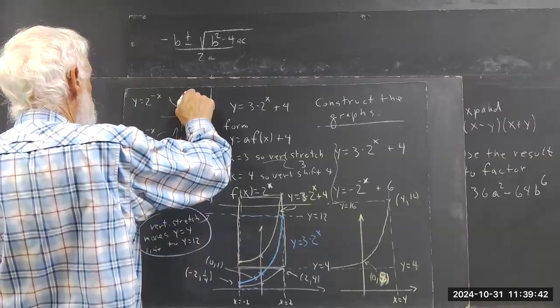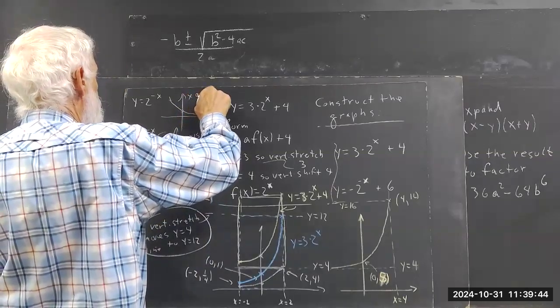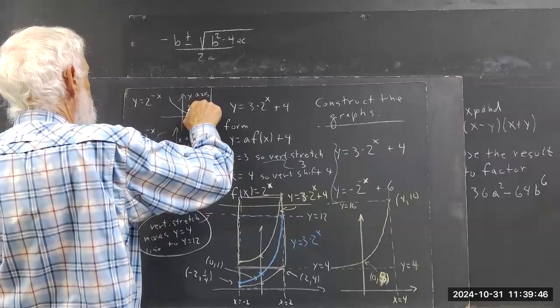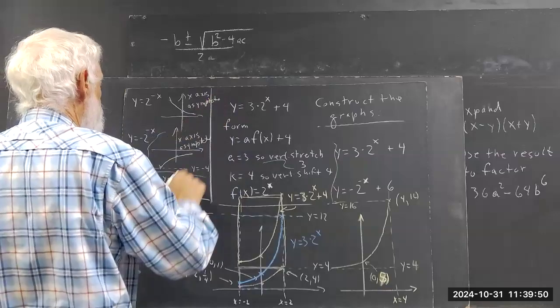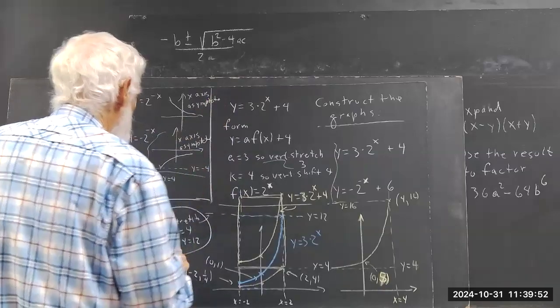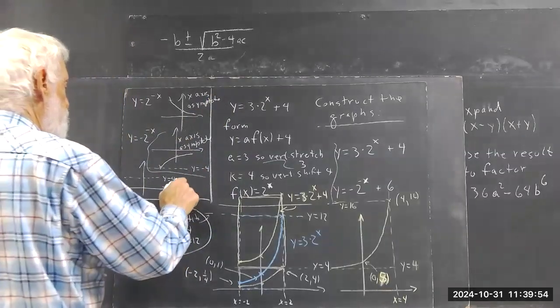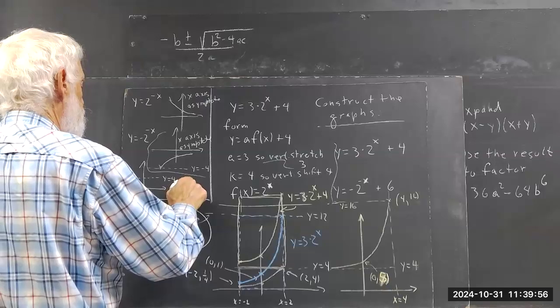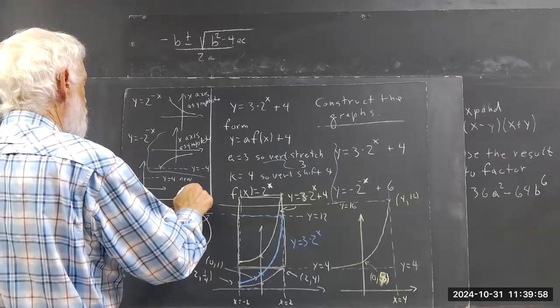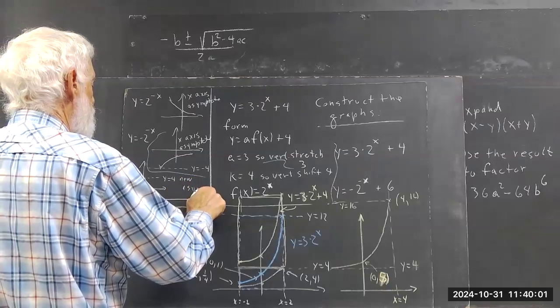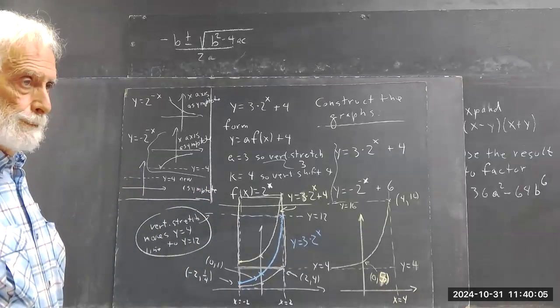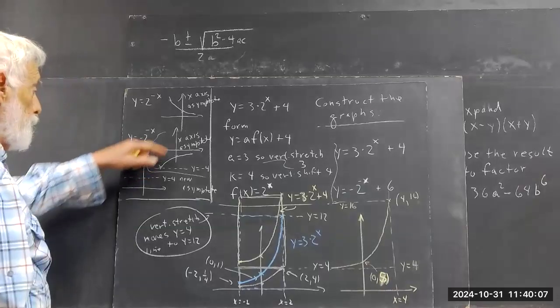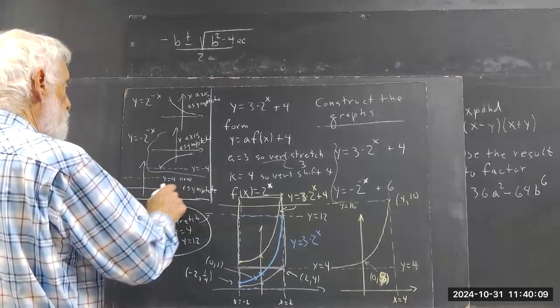X-axis is the asymptote here. And now we raise it 4. There's our new asymptote. So we take this shape and we raise it up 4 units.